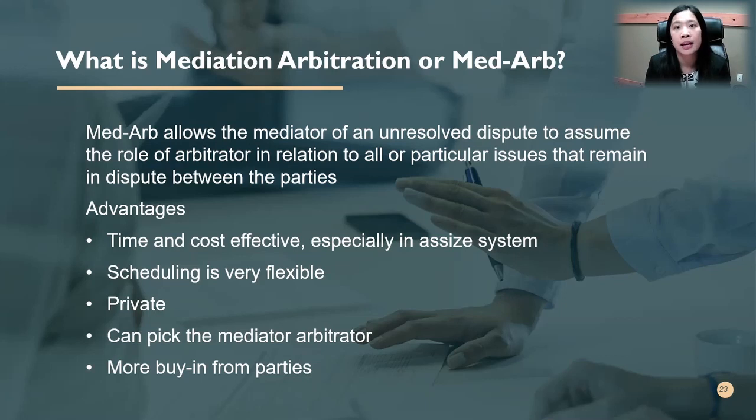It is private, meaning the process is private between the parties and the arbitrator. You're not sitting in open court. The parties, of course, can select their mediator arbitrator. And there's more buy-in from the parties because they chose the process. They paid for this person jointly and they chose the arbitrator out of hundreds of arbitrators. Whereas with a judge, you don't know who's going to show up on your trial date. You can't select your judge. You haven't read the judge's bio and it doesn't matter. You get who you get. So with a mediator arbitrator, you can select the person from a giant roster of people.